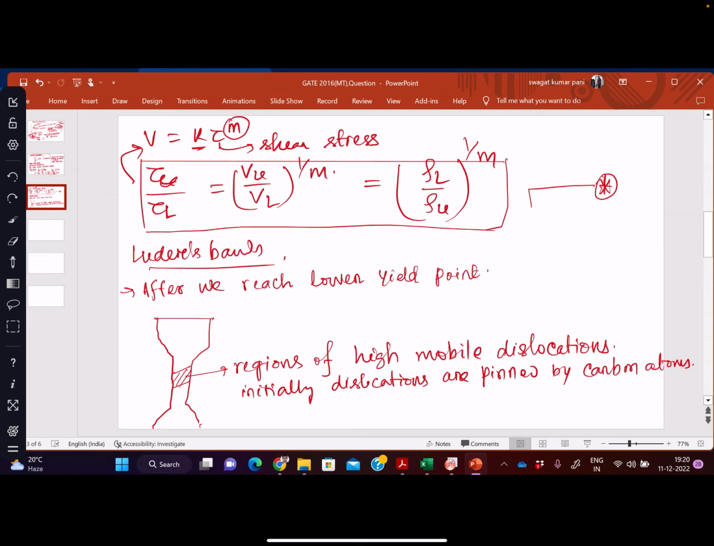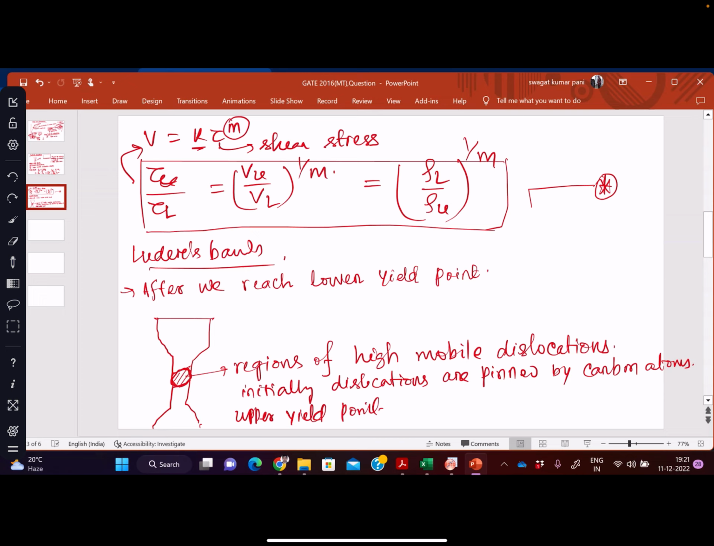So after it reaches the upper yield point, this Cottrell atmosphere breaks, so the dislocations become free. So the density of mobile dislocations increases. So this is the region in which there is a large number of mobile dislocations. Are you getting my point?